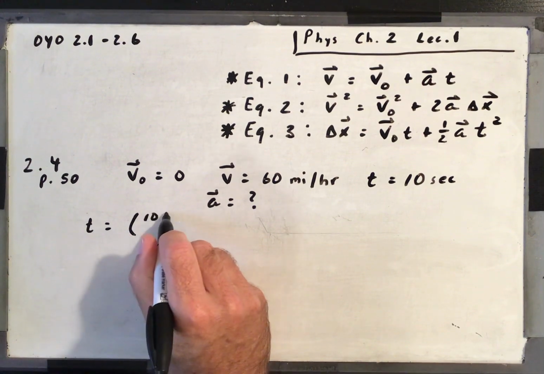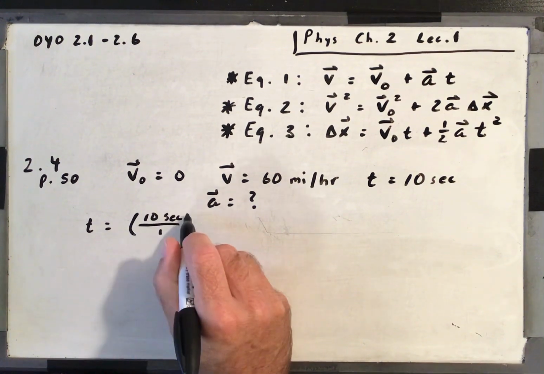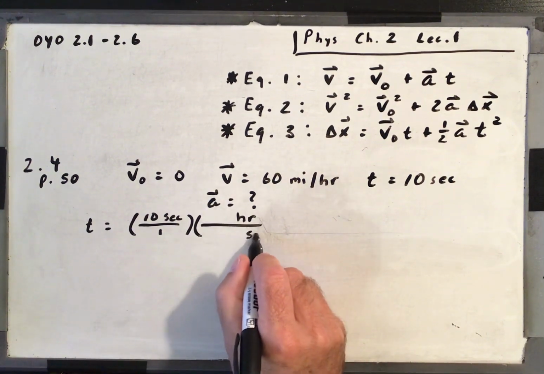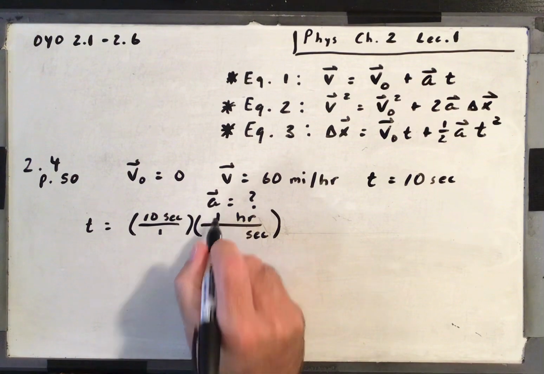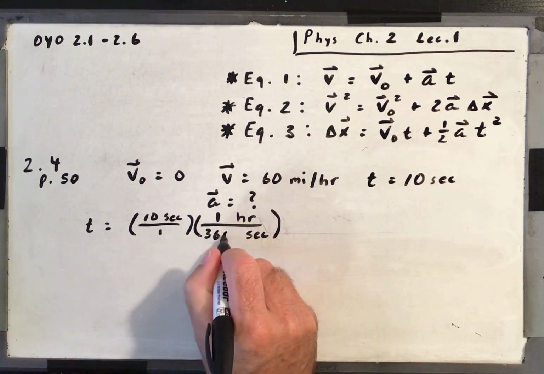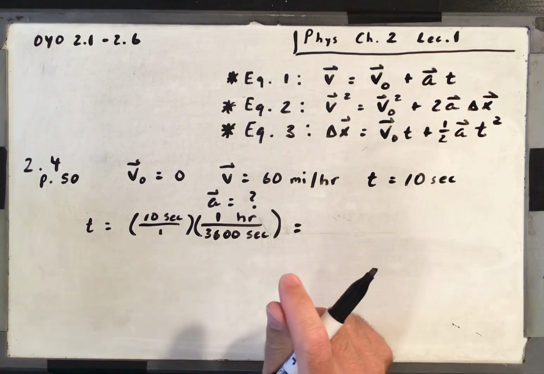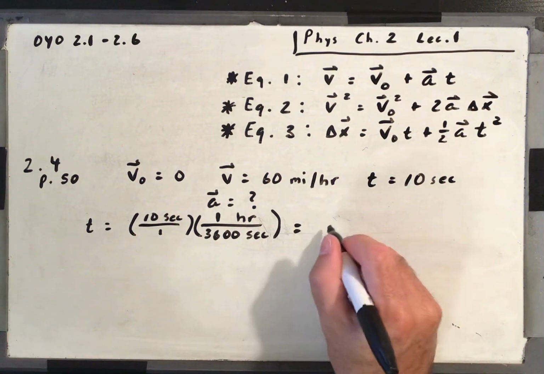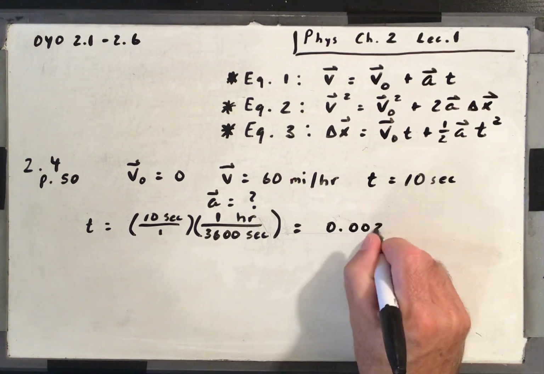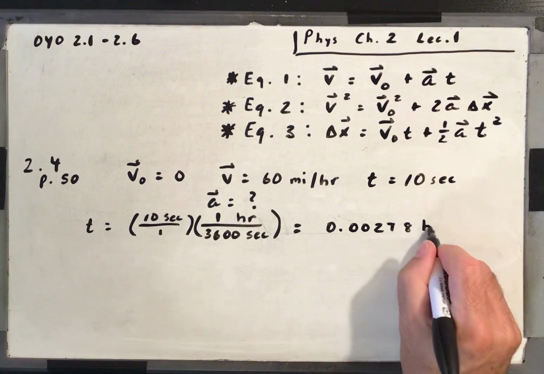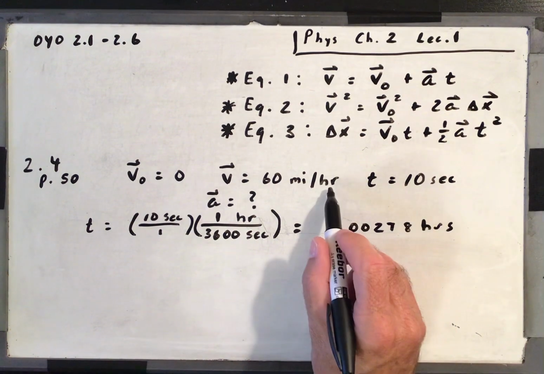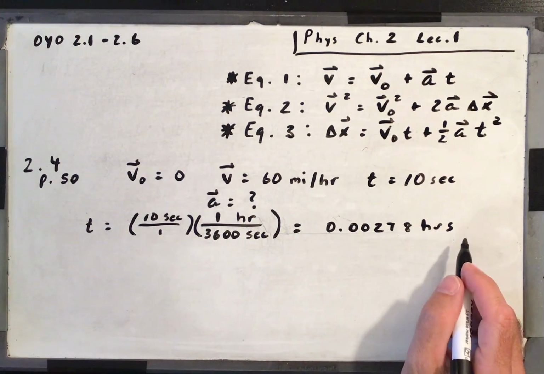So we'd have 10 seconds over 1. We want to change that to hours, so put hours on top, seconds on bottom. The 1 goes by the bigger one, and there's 3,600 seconds in an hour. All right, so 10 divided by 3,600, 0.00278, don't round too much on these, hours. So now we have time with the same unit as velocity, okay?